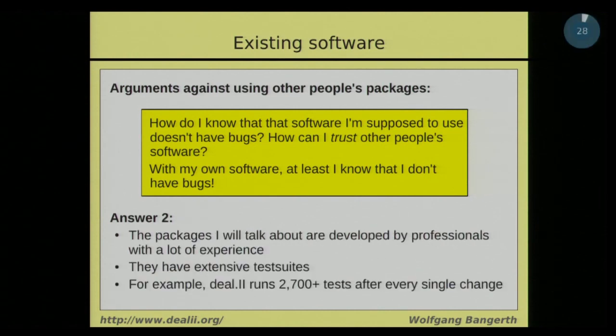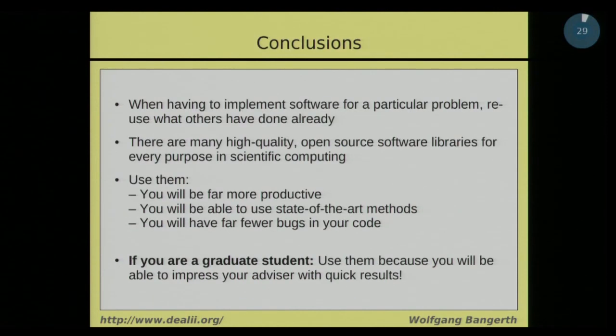But the real answer, of course, is that the packages that I've been talking about and that I will talk about during the course of this class are written by people who have a lot of experience, who have done this for many years. The software packages have extensive test suites. For example, deal.II runs approximately 2,700 tests after every single change to the code base. And so you can believe that there is a lot more certainty that there are fewer bugs in this software than what you probably would be able to do yourself.